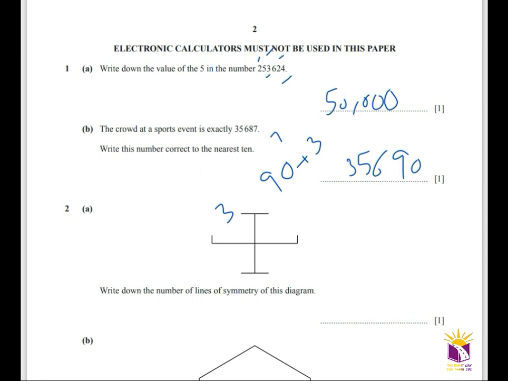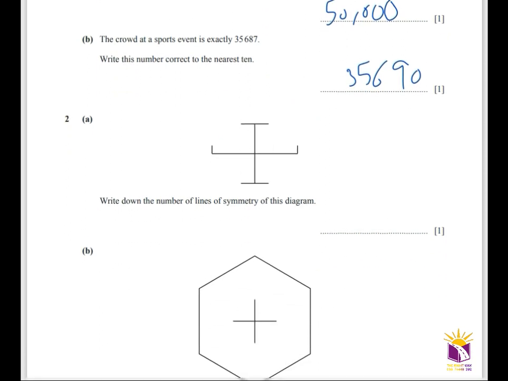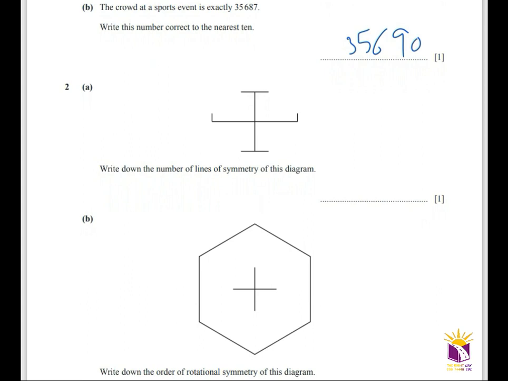Question number 2. In question number 2, you have to write down the number of lines of symmetry. Okay, by drawing some different lines, for example, if we draw a line over here, it is a symmetric figure, because the right side and left side are mirror images of each other. If we fold it, it will be the mirror image of each other. So this is one line of symmetry.